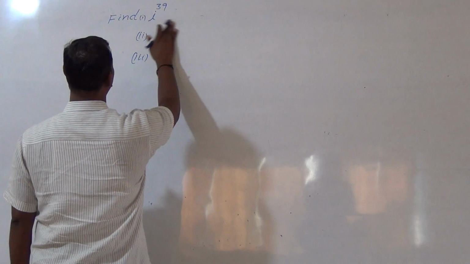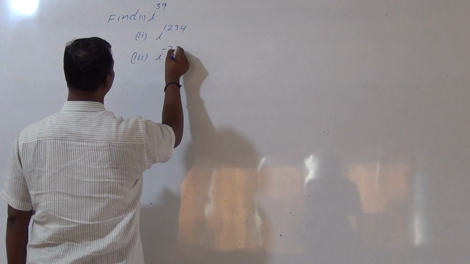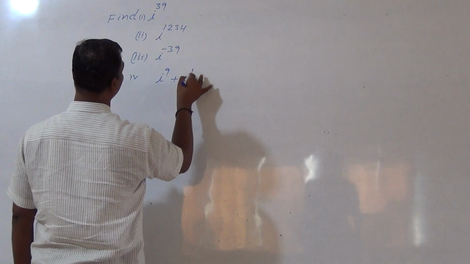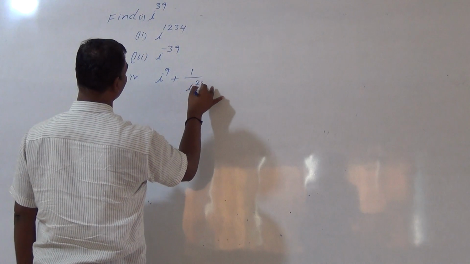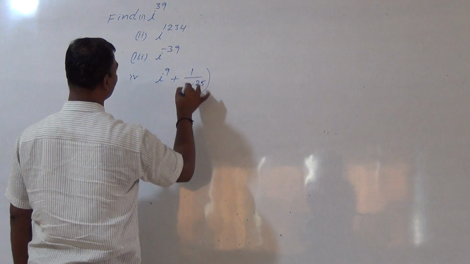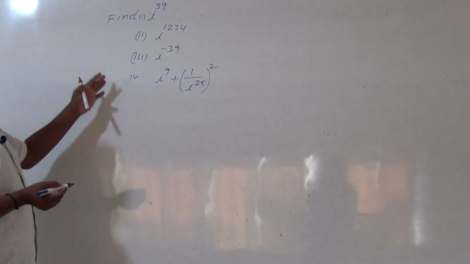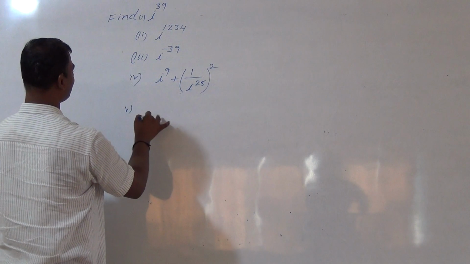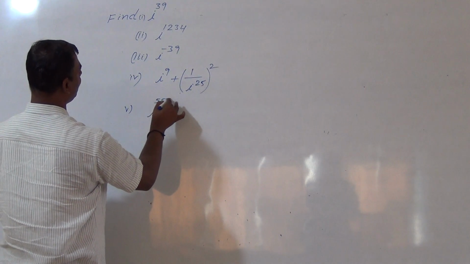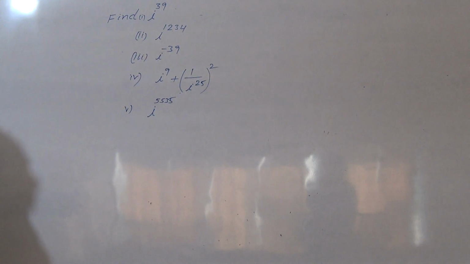iota raised to 1, 2, 3, 4, or minus 39, or iota raised to 9 plus 1 by iota raised to 25 whole square. So many problems are there. So how to find them one by one? Let us see for understanding. Iota raised to 5, 5, 3, 5 like this. Any big number also given, we can easily solve these types of questions.